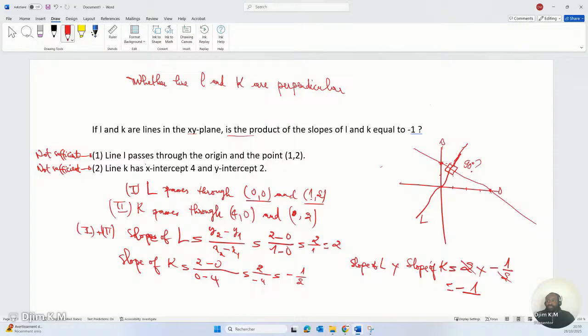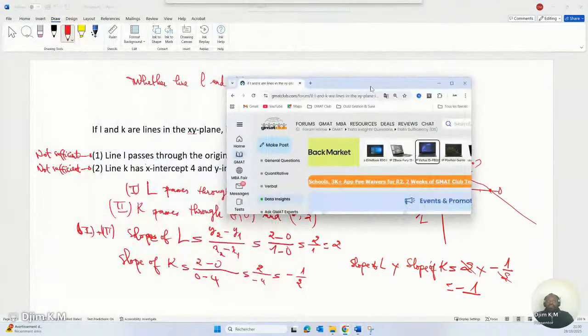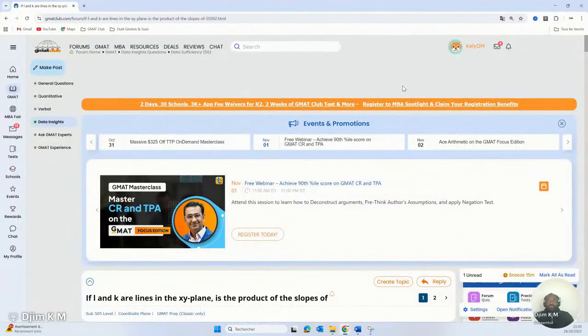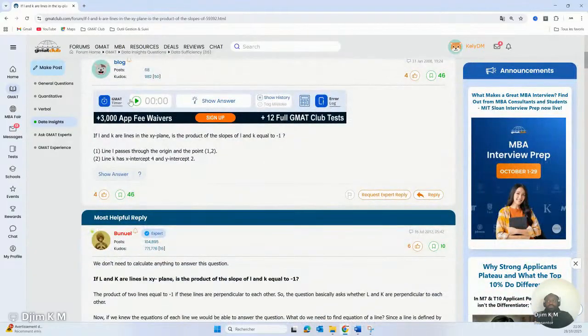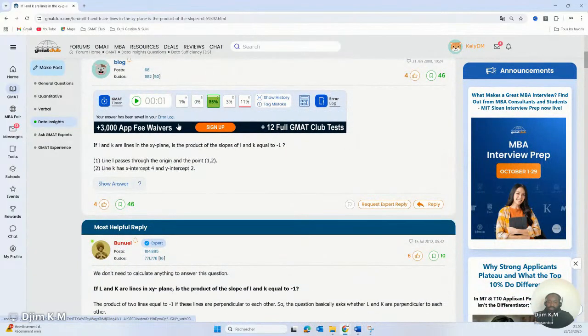So when we take the two conditions together, we combine them, we have enough information to say that yes, the product of the two slopes, or of the slopes of the two lines, is equal to minus 1. So the answer is answer C.